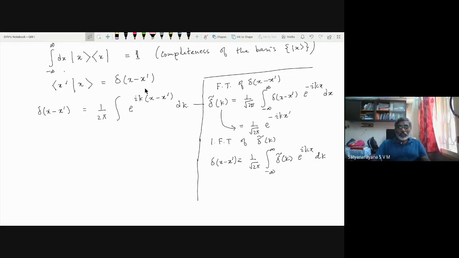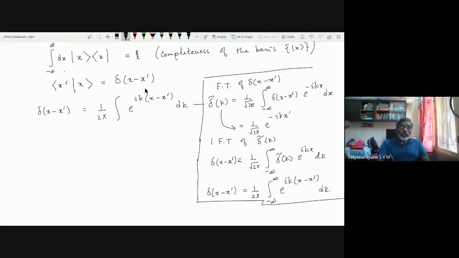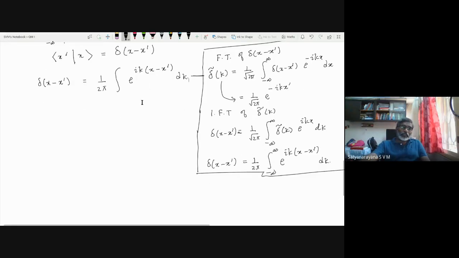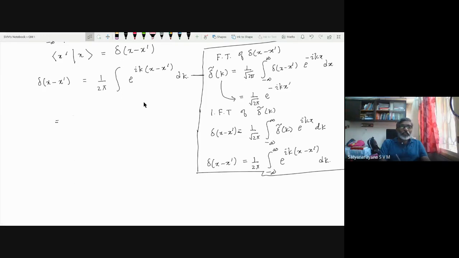So you substitute this delta tilde k here, then you will get delta of x minus x prime is equal to 1 by 2 pi, integral from minus infinity to infinity of e to the power ik(x minus x prime) dk. Okay, so that is the expression that I have written here. Now I am going to say that this expression I can write as 1 by 2 pi into the integral of e to the power ikx prime, the star, into e to the power ikx dk.